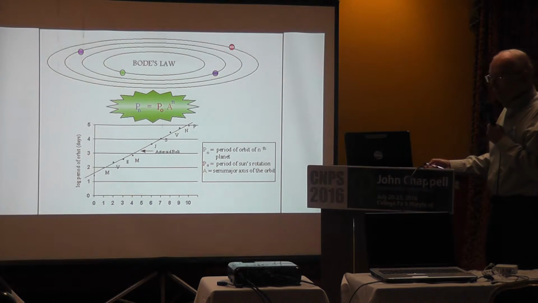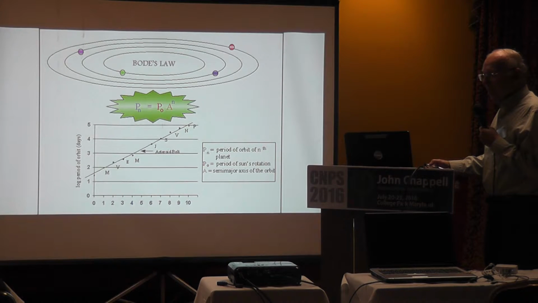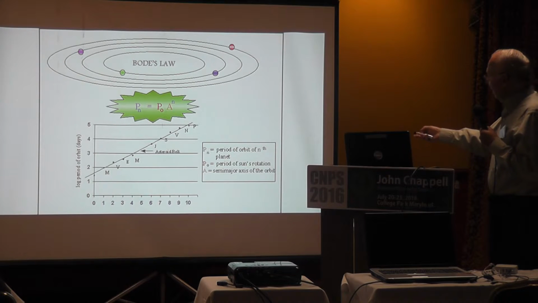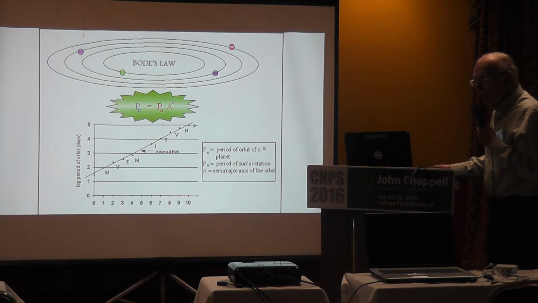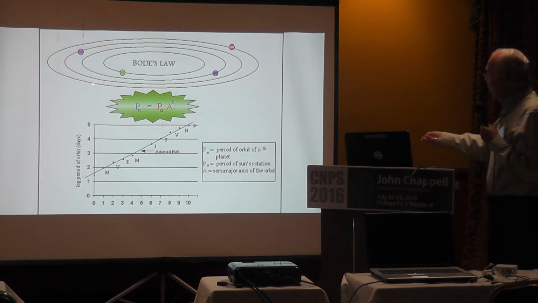One of the oldest laws in astronomy is called Bode's law. It says that the periods of the planets are integer multiples of one another. So this is the actual formula right here. P of the nth planet is equal to P naught, that's the period of the sun, and A is the semi-major axis of the orbit. And you can see a fit to the data there. And you can see that all of the planets fall very close to the predicted value from this formula. And that's what Bode observed.